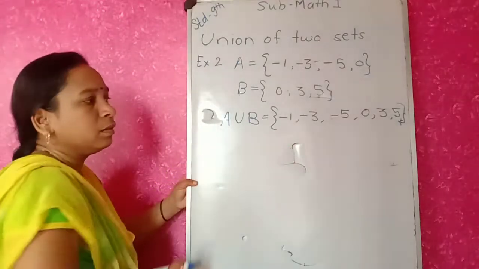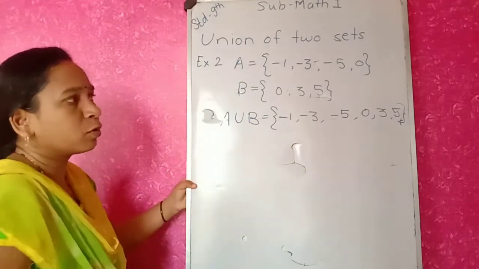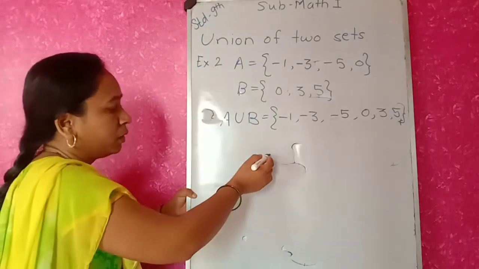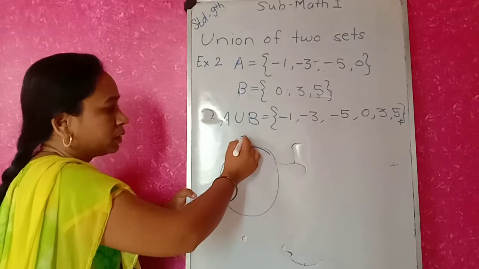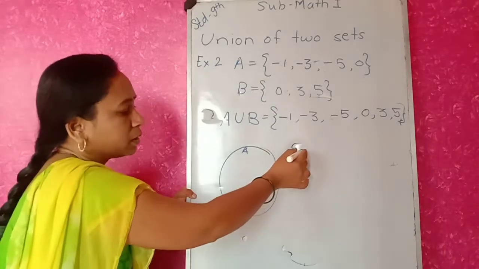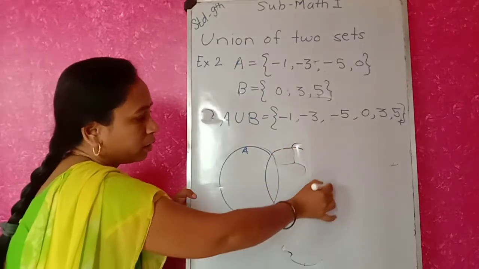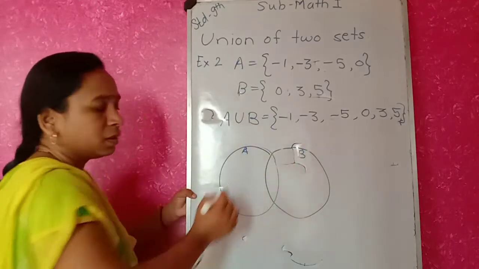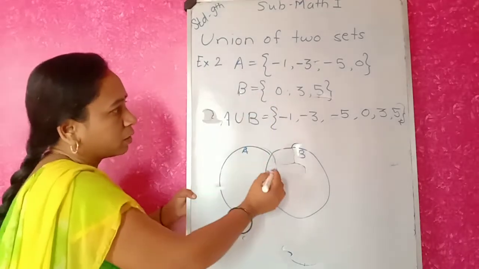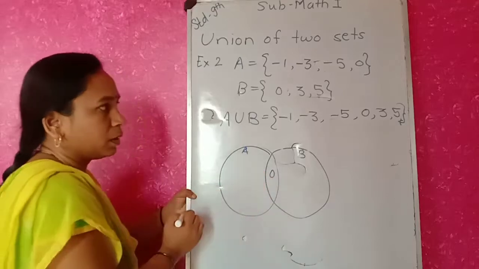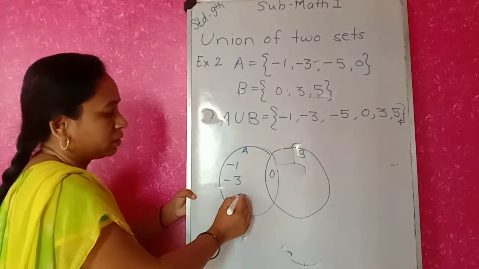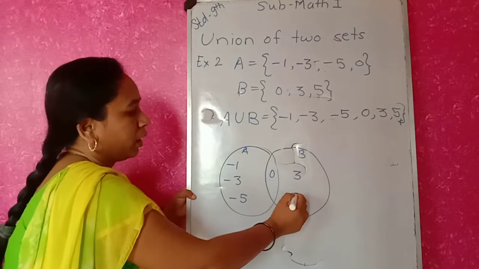So that is A union B. Now I am going to show these things using a Venn diagram. How do we show it using a Venn diagram? Here this is set A, and here some elements are common, so I have to write it this way. This is set B. In A, first I'll write the common elements. What are the common elements? 0 is a common element. So -1, -3, -5, and here 3 and 5.